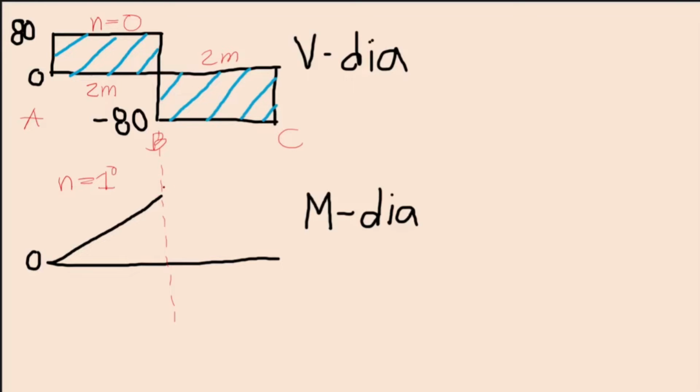Yan. Now, sir, ano yung value ng moment dito? Yung value ng moment dyan will just be this area. Kasi diba, we are still using the area method. And so, let's say this is A1. And then, ito will be A2. Now, our A1 will just be base and then multiplied by the height.